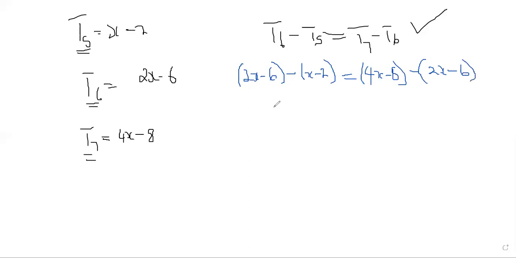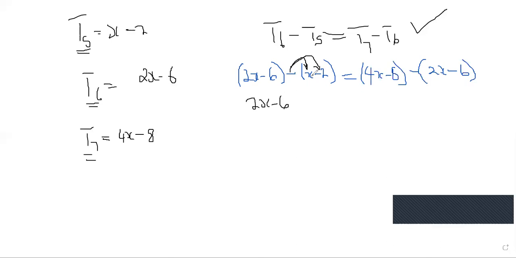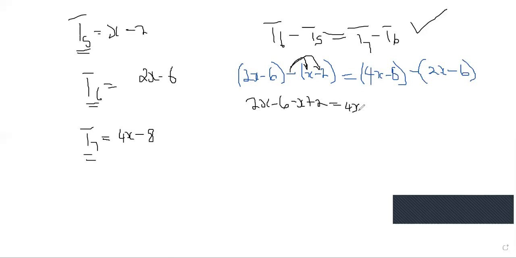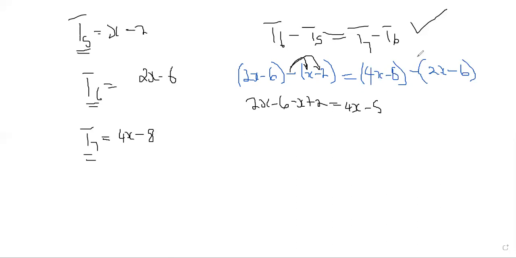It's simple, right? So what you simply do from here, you multiply with that negative, right? You multiply with that negative, so it will be 2x minus 6, negative multiplied by x, that will be negative x, negative multiplied by negative 2, that will be positive 2. And go to the other side, it will be 4x minus 8, and then negative multiplied by 2x, that will be negative 2x, and then negative multiplied by negative 6, that will be positive 6, right?